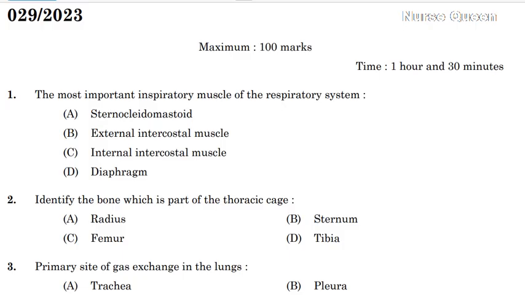The most important inspiratory muscle of the respiratory system. So here the correct answer is diaphragm. Identify the bone which is part of the thoracic cage. Correct answer, sternum.